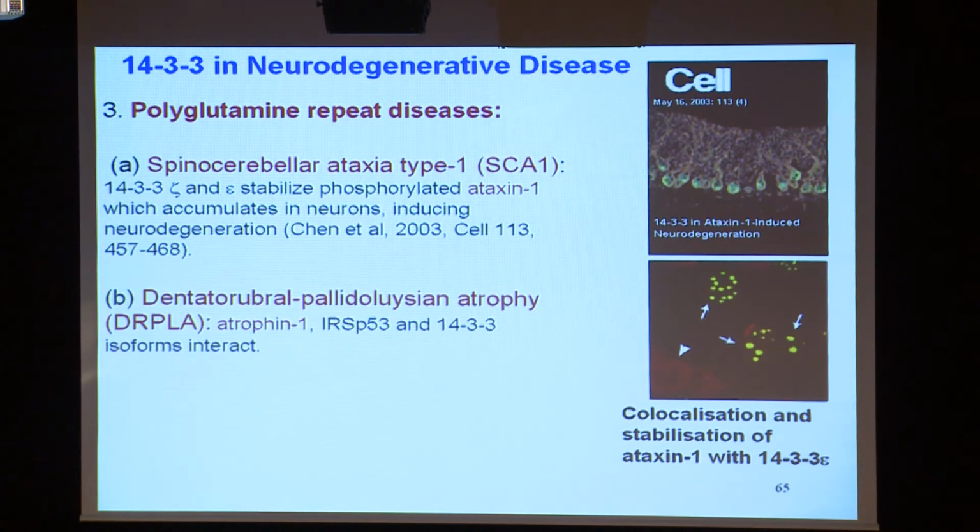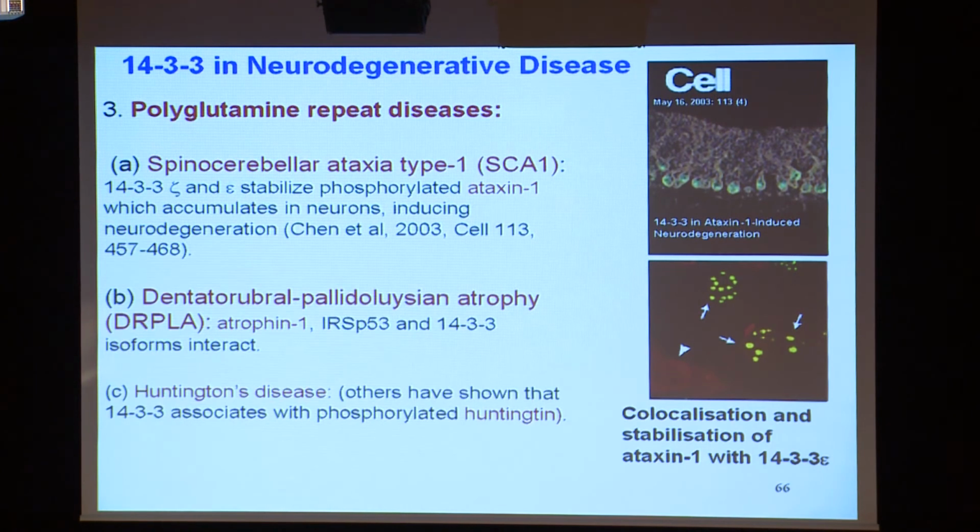Just before we go back to spinocerebellar ataxia 1, we've also shown that another of these polyglutamine repeat diseases, caused by atrophin 1, forms a complex with 14-3-3 isoforms, insulin receptor substrate, and atrophin 1 all interact, and the interaction is also at the phosphorylation site. And another group has shown that phosphorylated huntingtin, the causative protein of Huntington's disease, also associates with 14-3-3 when it's phosphorylated on an appropriate motif.